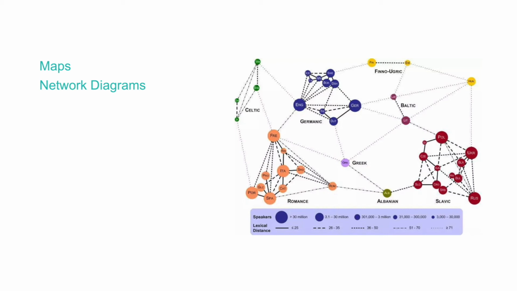The line connecting two dots tells us something about the strength of the relationship. Also, remember the bubble charts? The size of the circles here shows how many people speak that language.